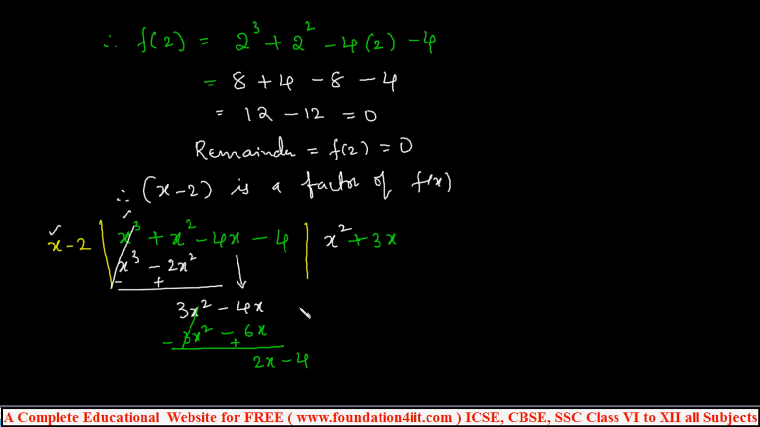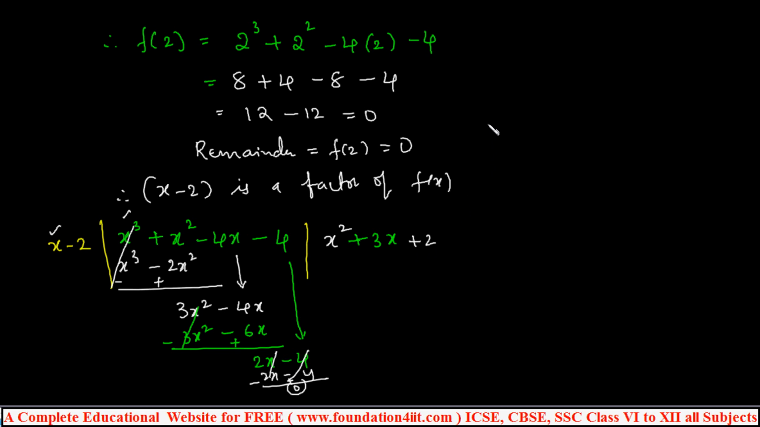Next term is minus 4. Take the next term down. Same rule you apply: x into what is 2x? That is plus 2. 2 into x is 2x, 2 into minus 2 is minus 4. So if you change the sign, you will get 0. The remainder is 0 now. Therefore, we got x square plus 3x plus 2 as the quotient.